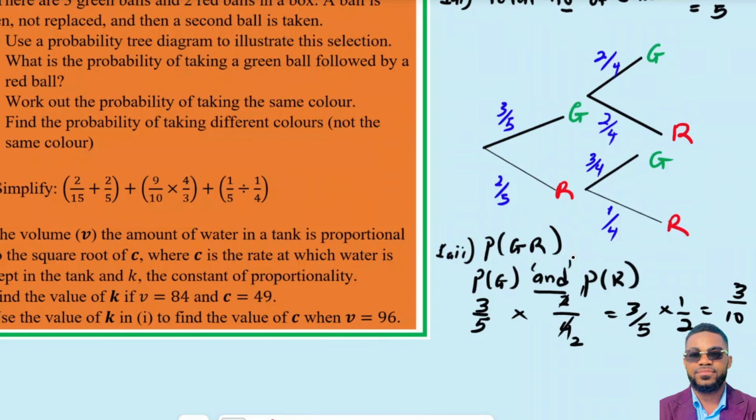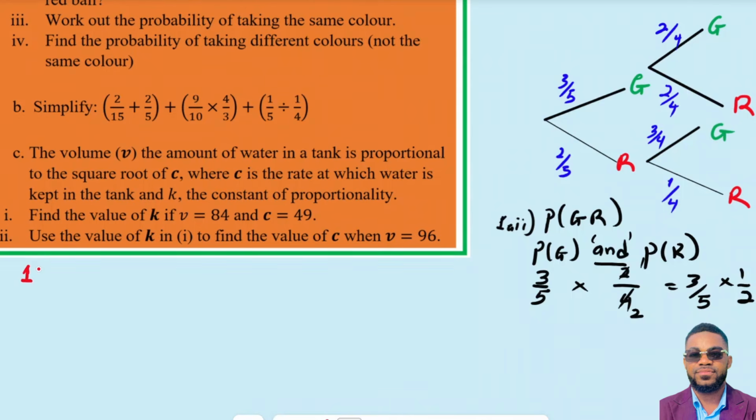Let's get our next question. That's going to be question 1A, I. And this is the question: work out the probability of taking the same color. We have a whole lot of stuff to do here. We want the probability of taking the same color. So now these are the possible outcomes for the same color. We can get green in the first selection and green in the second selection. That's going to be possible.